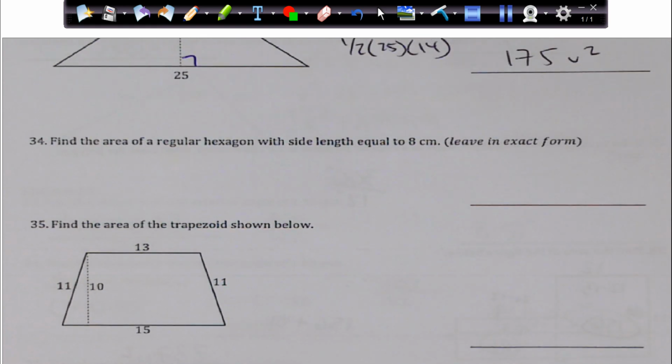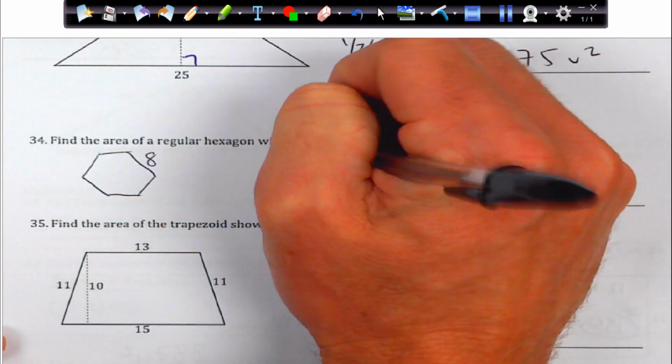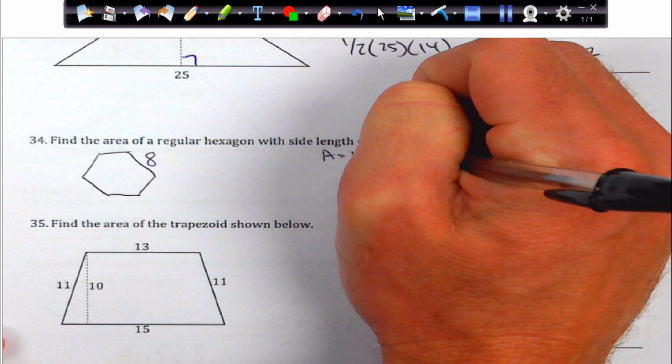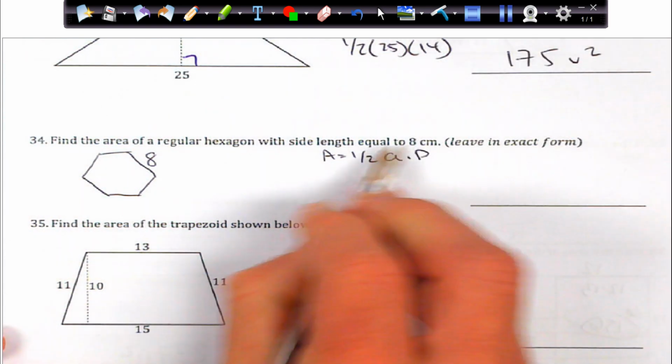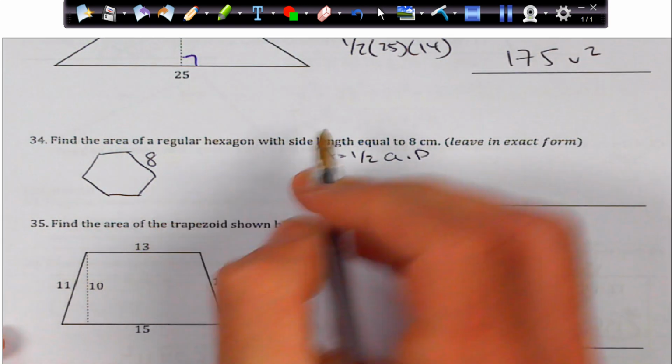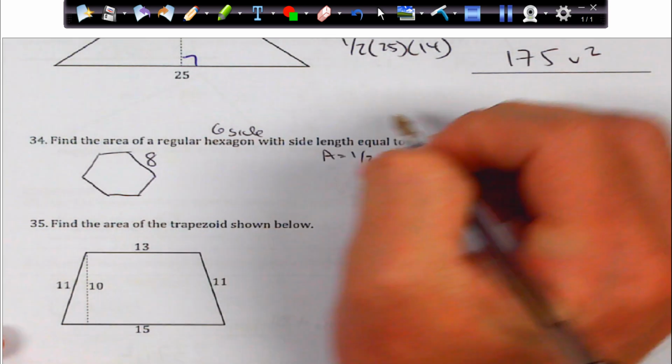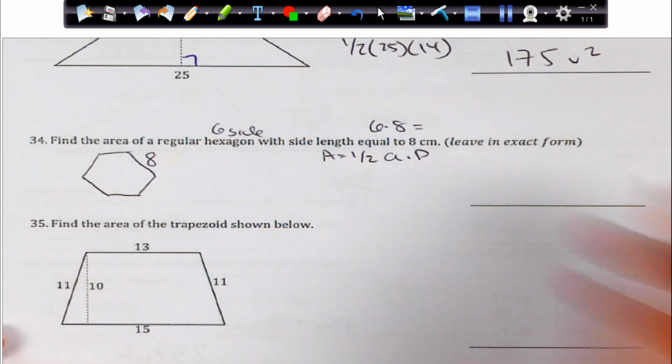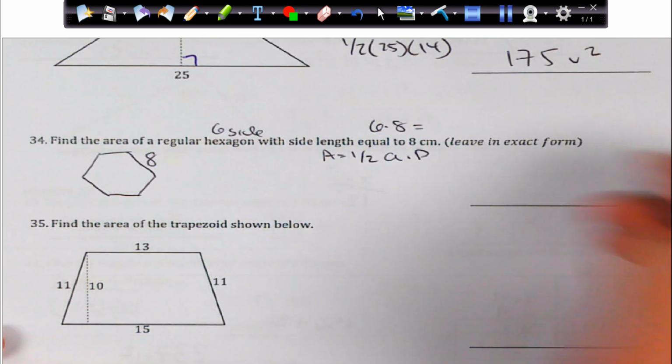Square units. Find the area of a regular hexagon with side length of 8. Leave it in exact form. So we gave you tons of space for this problem, which is awesome. But let's do it. There we go. That's a beautiful hexagon, 8. We know it's going to be 1/2 apothem times perimeter. So perimeter is going to be easy. A hexagon has 6 sides. So 6 times 8 is going to give me 48.